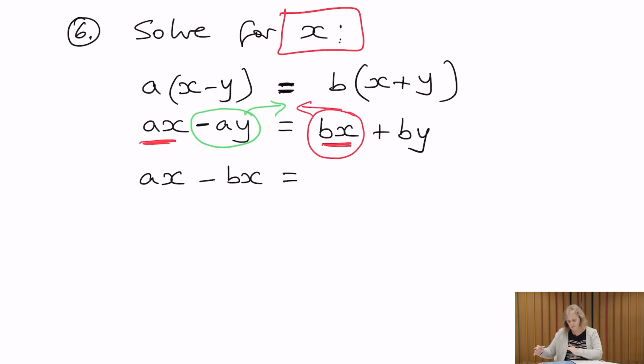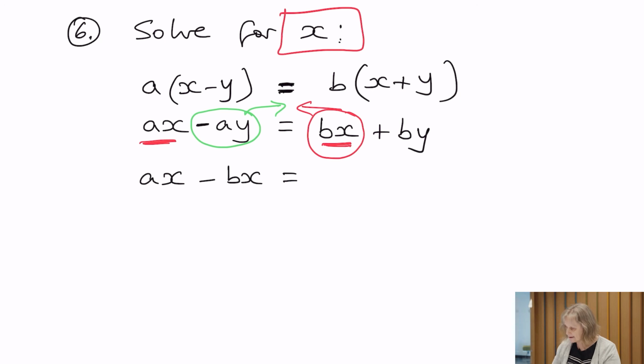So I put the terms with Y on the right-hand side. On this side, I already have BY. My negative AY on the left-hand side, I'm going to take it over to join that on the right-hand side. It's negative on the left-hand side, so it becomes positive on the right-hand side.